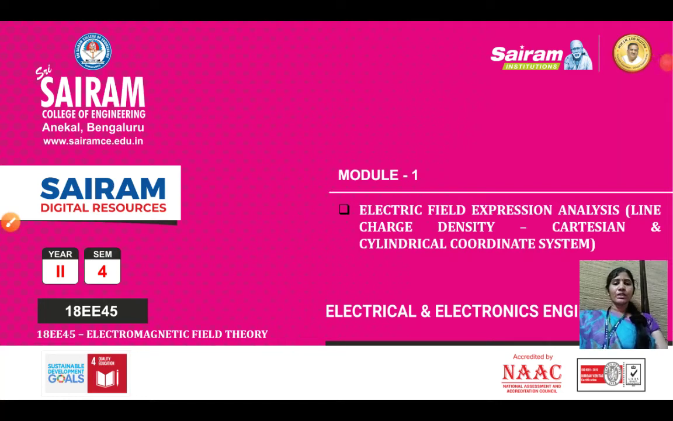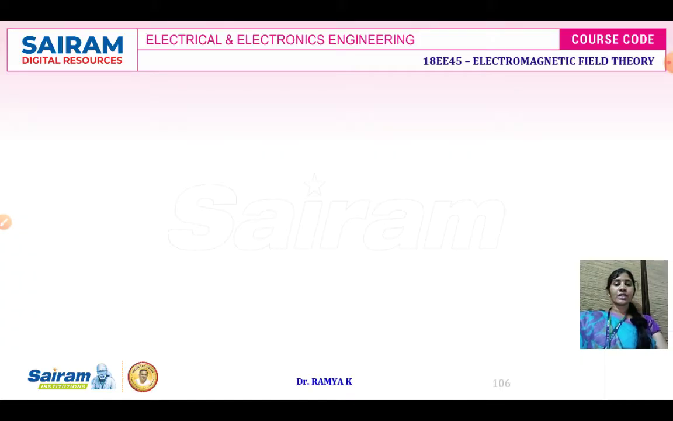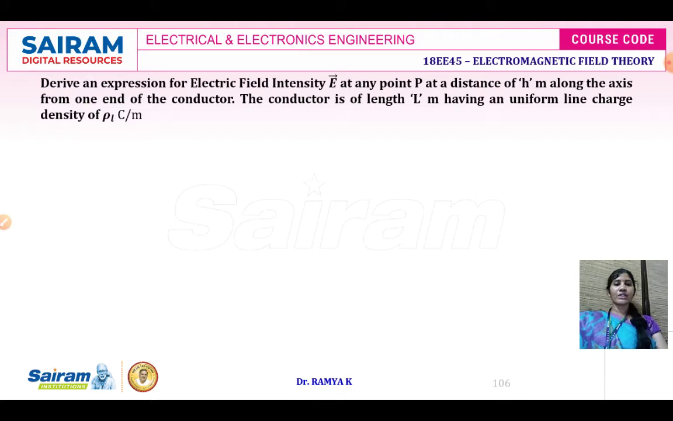Good morning students. In the previous class we derived an expression for the electric field intensity when the charges are distributed all along the length of the line. So in this class we are going to see the expression for electric field intensity for a finite length of the conductor, having a uniform line charge density of rho L coulomb per meter.